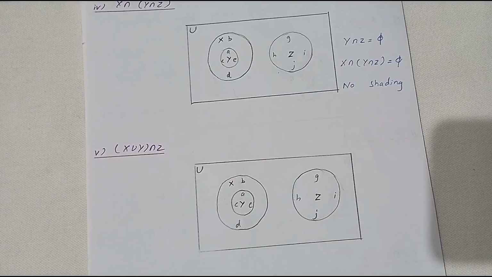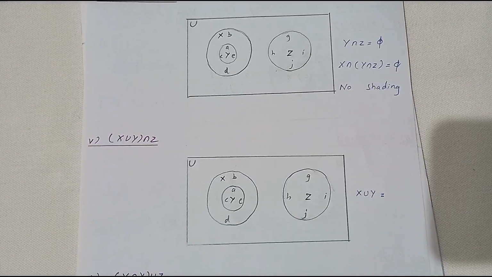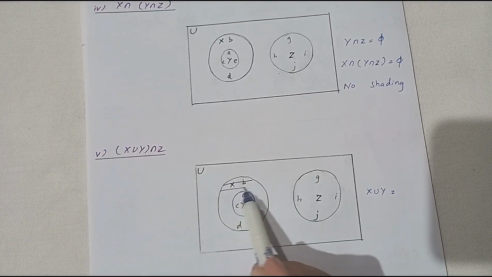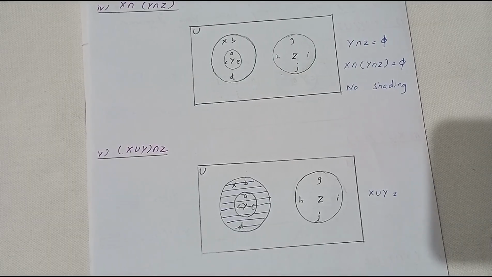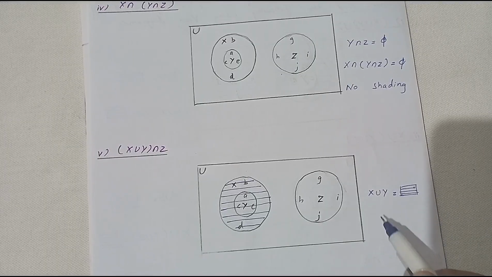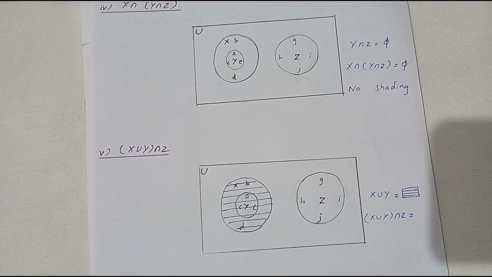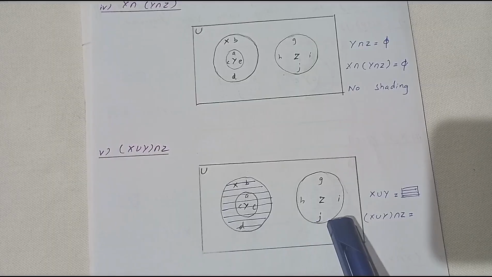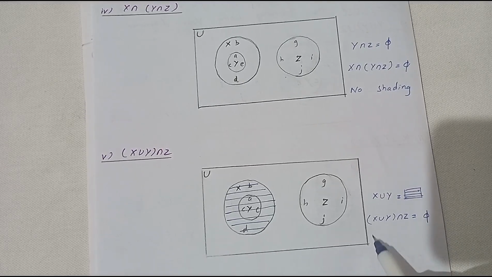In the fifth part, we have to find x union y intersection z. So first we have to find x union y shading. X union y means all shading of x and y, so we shade it with the horizontal line. Now x union y intersection z means the common part of this shading and z. There is no common part of the shading and part z, so no common area. The answer is phi and no shading.